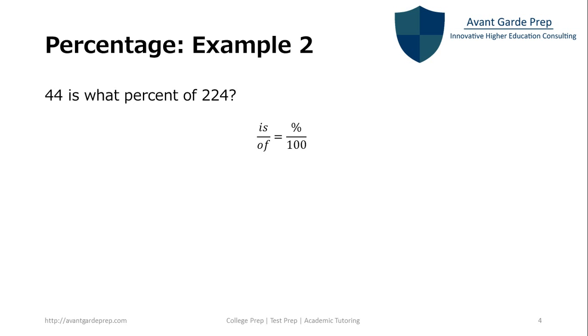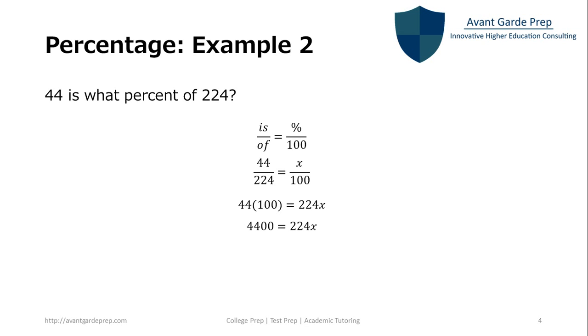So in this problem we're given 44 is what percent of 224. So we're going to be looking for the percentage. So we can set this up. 44 is the is, 224 is the of, and then x is going to be the percentage. So here we can cross multiply and divide, and so we have 44 times 100 equals 224 times x.